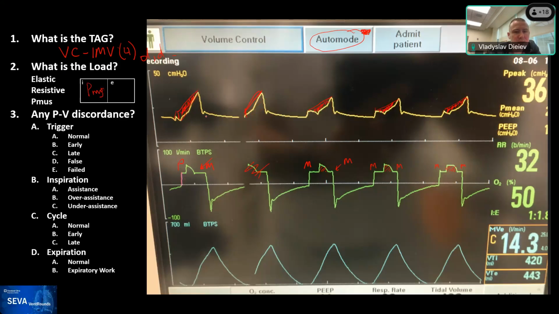All right, and now let's talk a little bit about the load during expiration. What does everybody think the load is during expiration here?